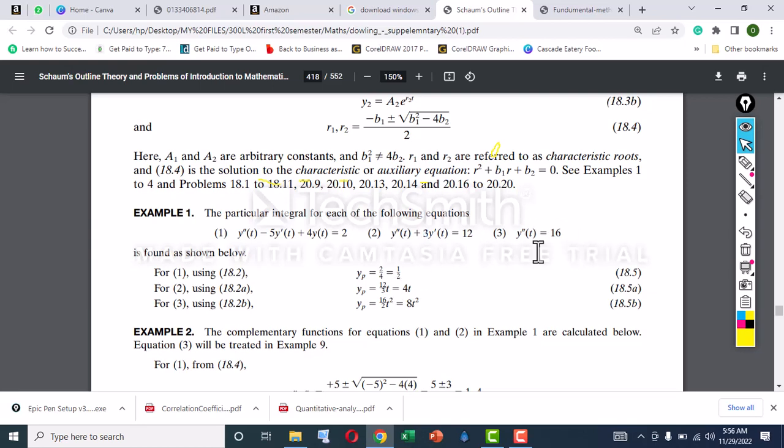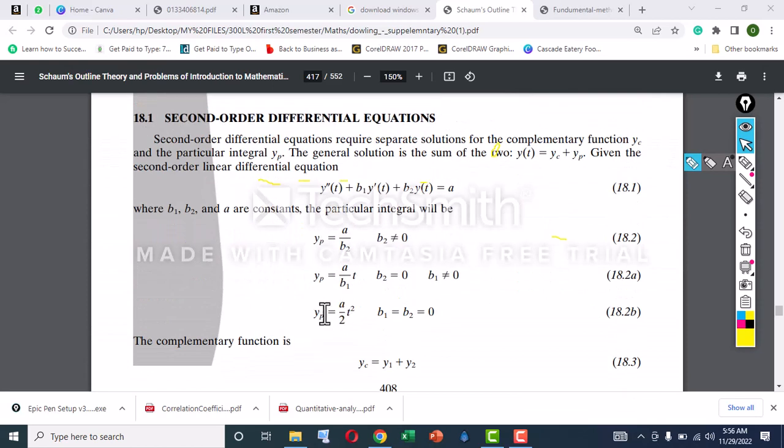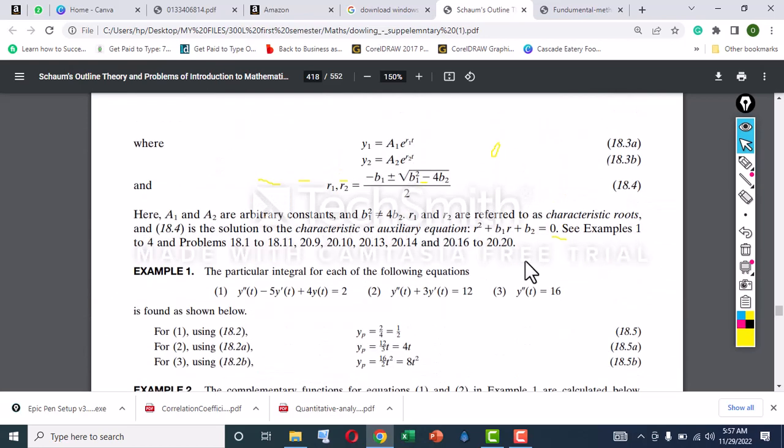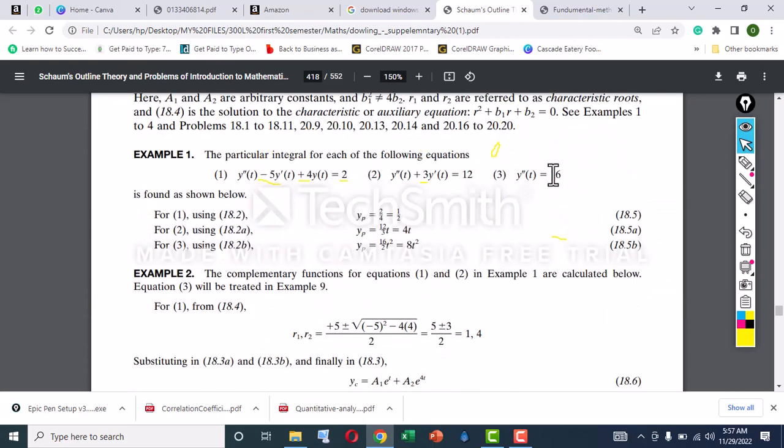The third question here now, what is our B1? No B1, it is 0. What is our B2? No B2, it is 0. What is our A? 16. So the third equation is what we are using, because B1 is 0 and B2 is 0. Our A is the only thing that we have. So this is the formula we are using, A over 2 times t squared. What is our A? 16 divided by 2, 8. Then you put t squared in front. That is the particular solution. As simple as that. You know that is simple, right?